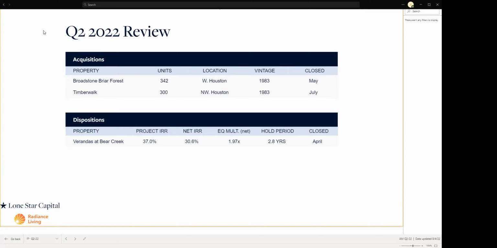Timberwalk is right in the same neighborhood as Verandas at Bear Creek, very, very close to it. We like that market, that area, so we purchased that property. And as you'll see at the end of this, we actually have another property under contract, which is basically right across the street, very close to it. There we're hoping to capture some operational synergies and efficiency by having the two properties close to each other, particularly on payroll, maybe some R&M as well. Interesting that we sold this one property and now we're acquiring two literally in the same several block radius. So it was a busy quarter.